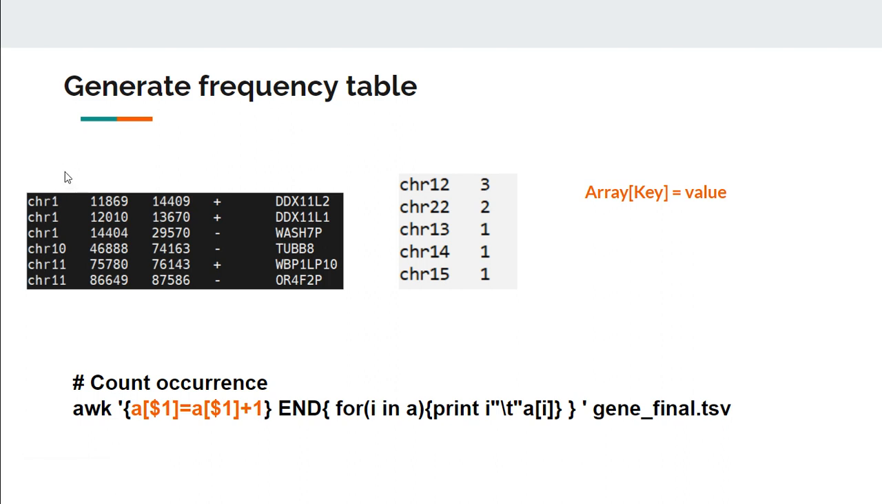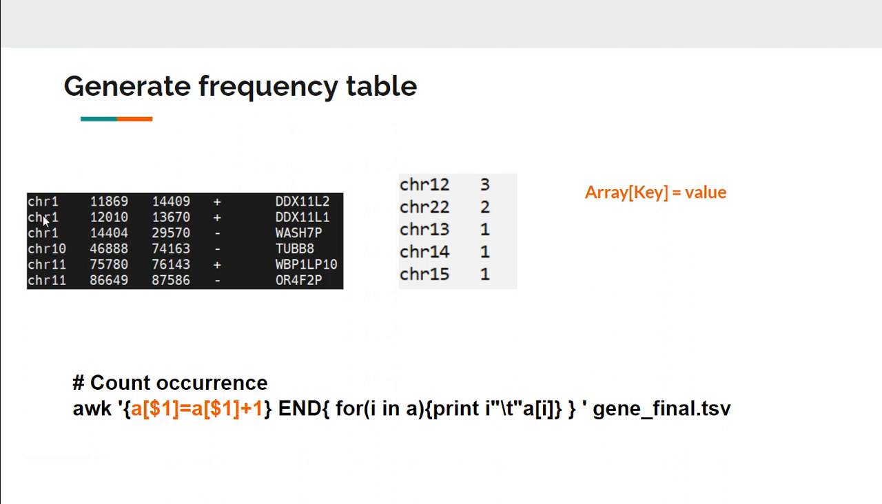So for example, on the first line, $1 becomes chromosome 1, and then the right hand side will be assigned to the left hand side, right? So first the right hand side will be evaluated. A of $1 is equal to what now? The chr1 key was not present, so the default value will be 0, and 0 plus 1 becomes 1. So in the first iteration, a key called chr1 is created, and its value equals 1.